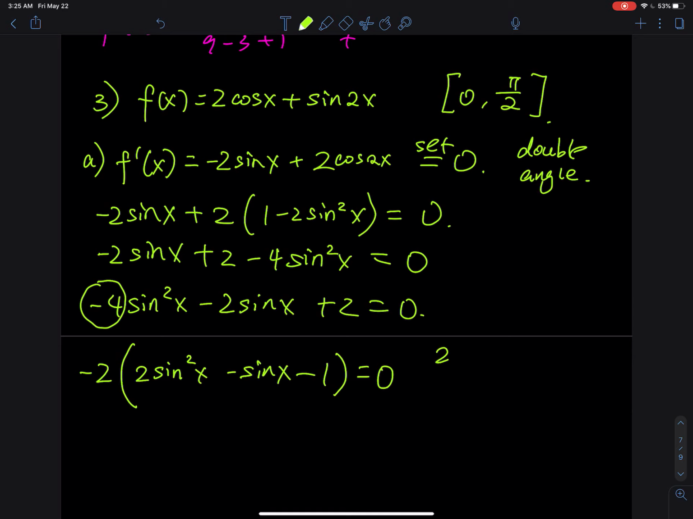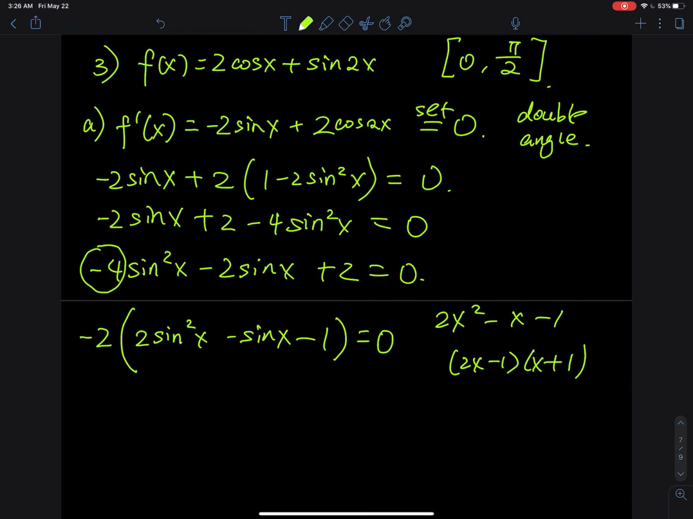2x squared minus x minus 1. So this is equal to what? That is equal to 2x minus 1 and then x plus 1, right? Okay, so we have a negative 2, and then we have 2 sine x minus 1 and then sine x plus 1. Use any factoring technique you want, equals 0.